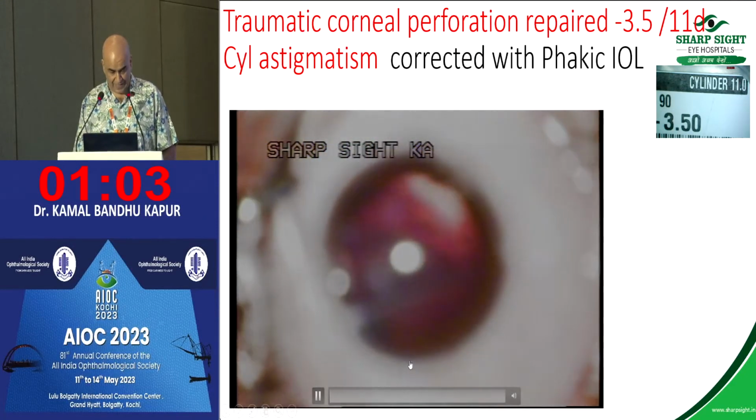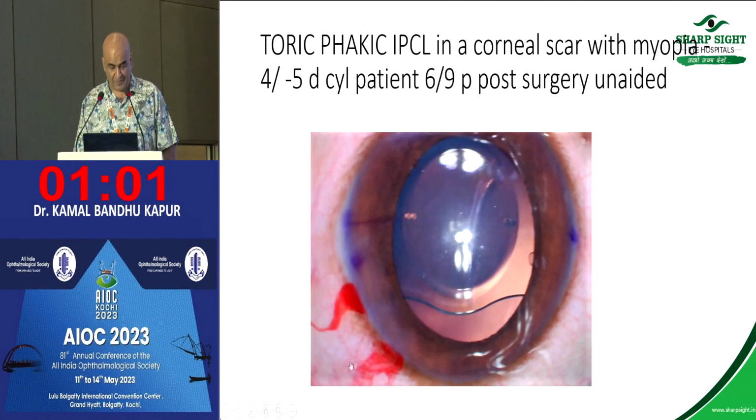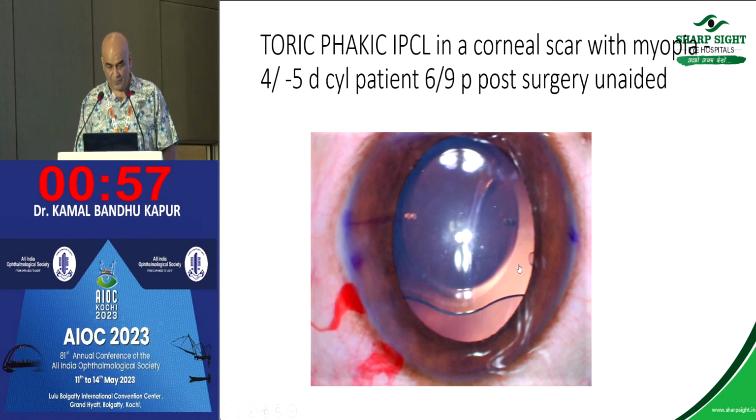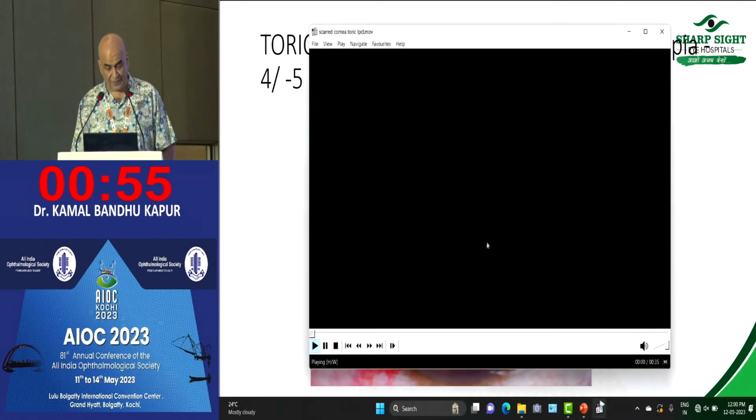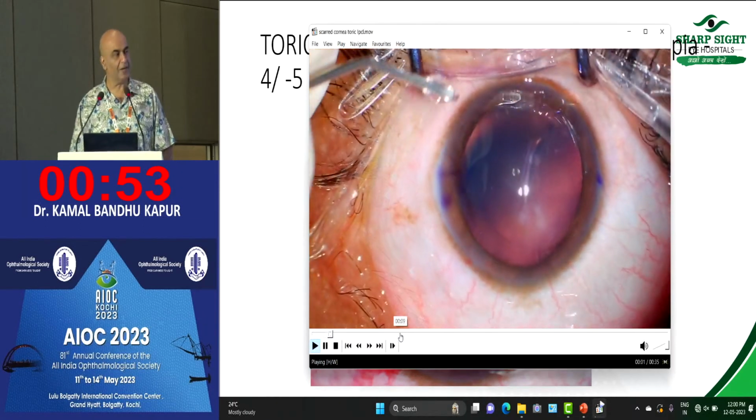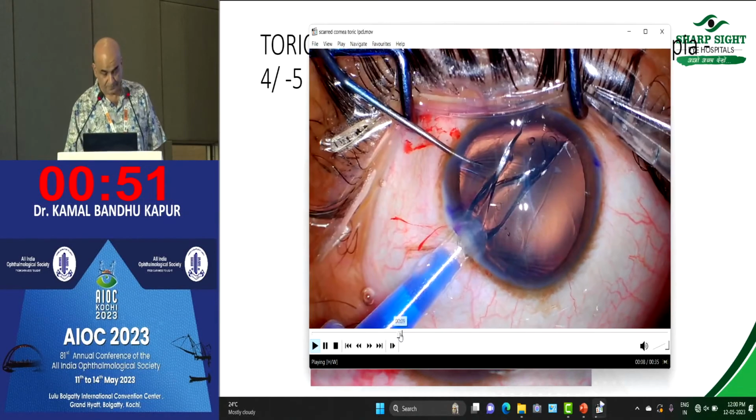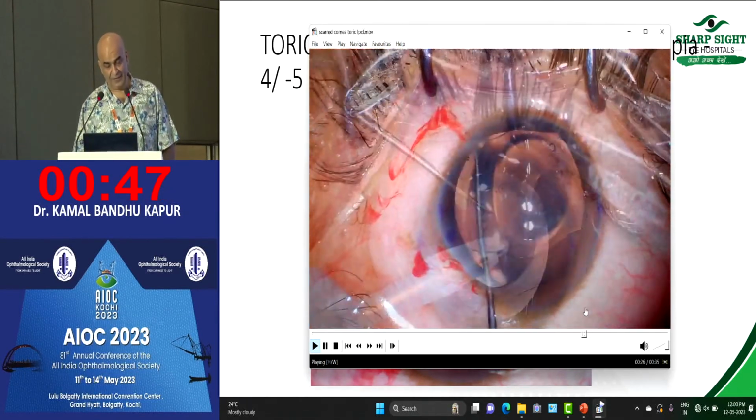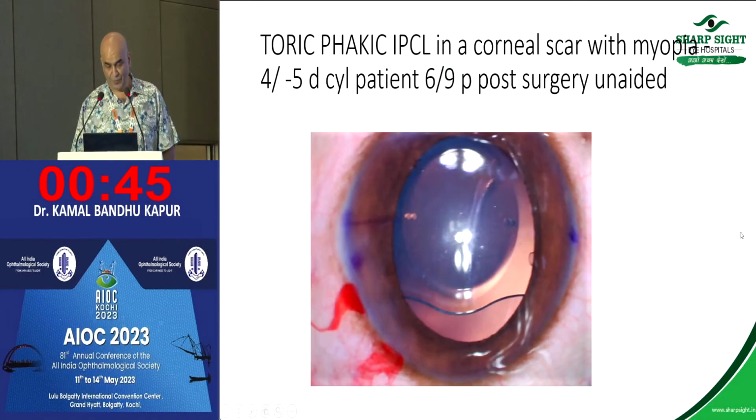this is another case. Yeah, this is again another corneal scar. This is minus 5 cylinder. Very small scar, but nearly in the center. So again, a phakic lens to correct. Patient did very well. Now you'll see some more interesting cases.